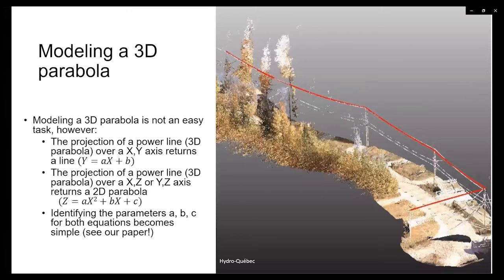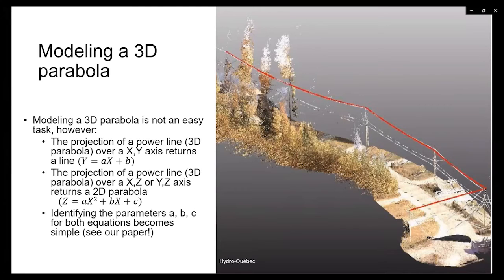Once we have detected lines in our plane, what we have to do next is merge all the lines in order to have a beautiful 3D parabola that goes from the top of the first pole and ends at the top of the next pole. So what you have to do is find the right equations to model the 3D parabola in order to fill the gap and merge all the lines that you have detected.